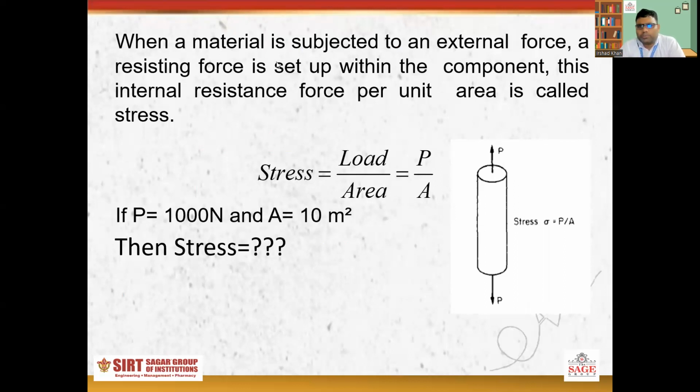We already know that stress is load per unit area. Load is P and cross-sectional area is A. So we can say P upon A gives you the amount of stress developed in this component. And if P is given, you can calculate the stress simply. You just divide by 1000 by 10, so it will be 100 Newton per meter square. The unit of stress is Newton per meter square, and Newton per meter square is also known as a Pascal. So you can say 100 Pascal.